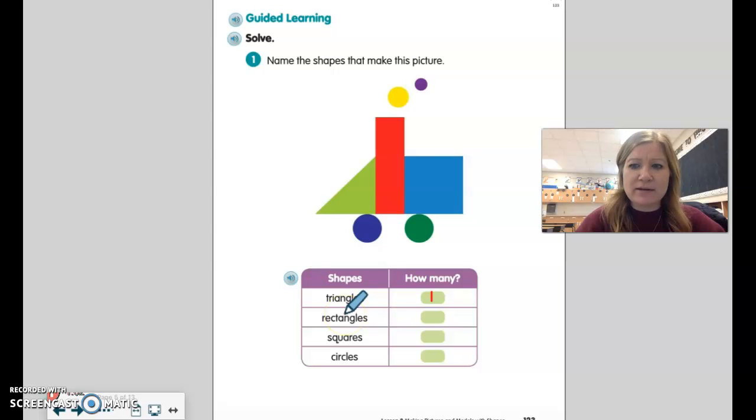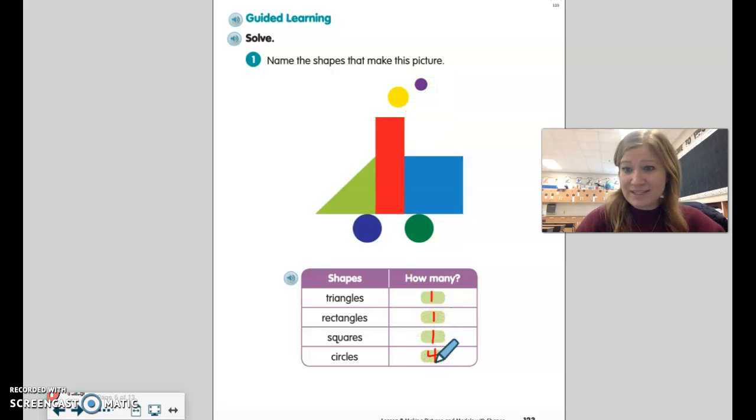So remember, rectangles are longer on one side, and then they have 4 sides and 4 corners. So there's one rectangle. How many squares do you see? I see one square. And how many circles do you see? So we have 1, 2, 3, 4 circles.